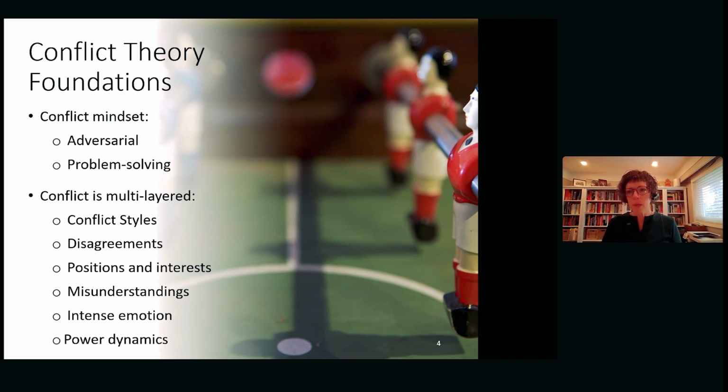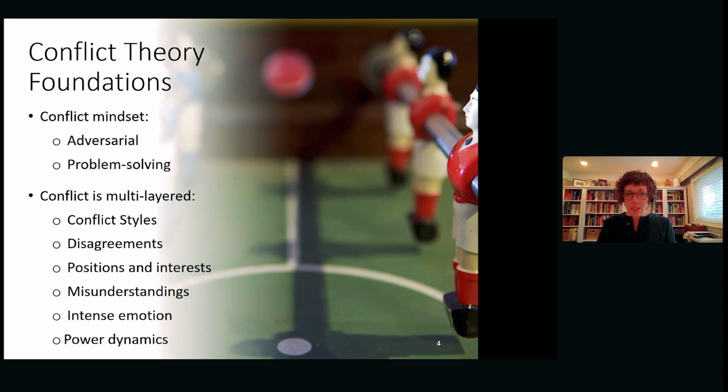The other point I would like to highlight before we dig into the scenario is remember that conflict is multi-layered and a lot of things are going on at the same time when there is conflict. So one thing to think about is that different people have different conflict styles. We have different ways of approaching conflict and maybe different defaults.